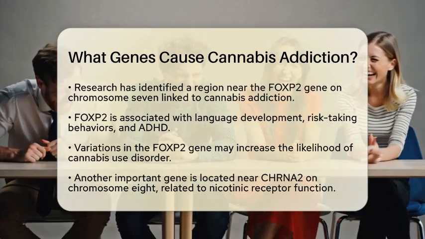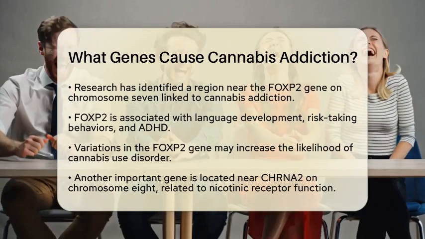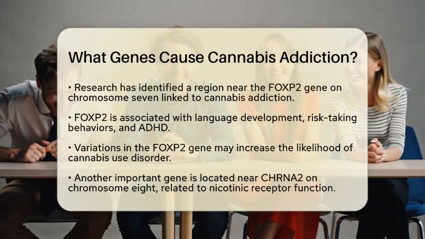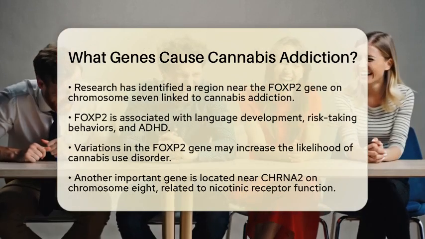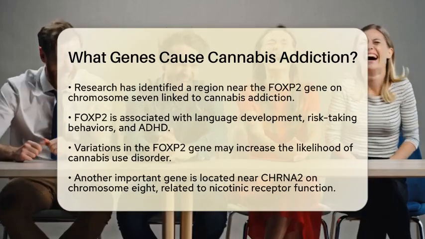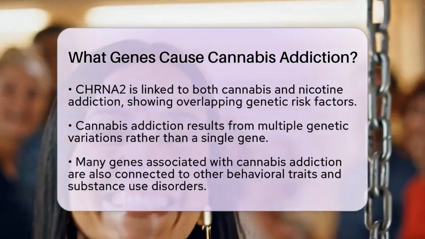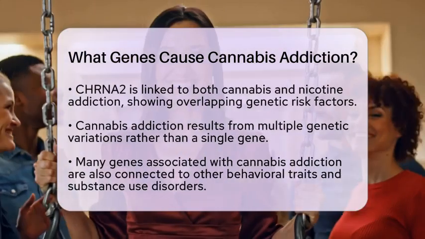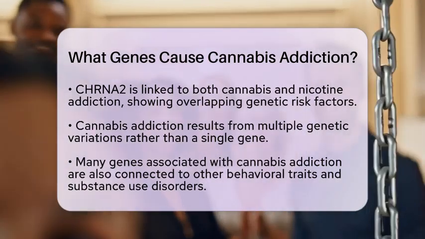Another significant gene is located on chromosome 8, near the CHRNA2 gene. This gene plays a role in how nicotinic receptors in the brain function. These receptors are crucial for how the brain reacts to nicotine and other substances. Research has shown that this gene is associated with both cannabis and nicotine addiction, indicating that some genetic risk factors may overlap across different substance use disorders.